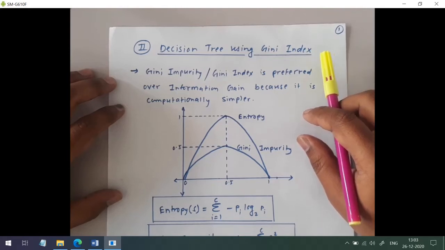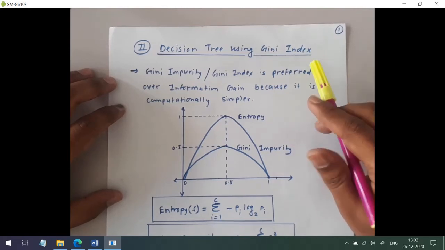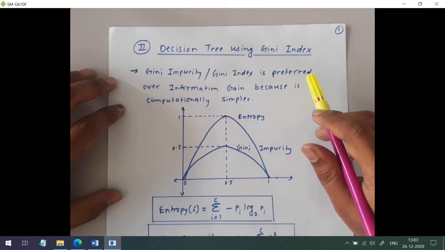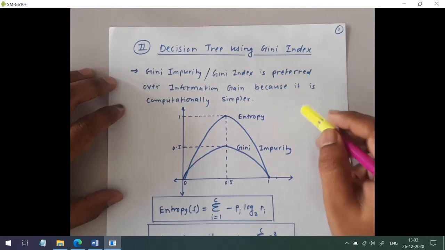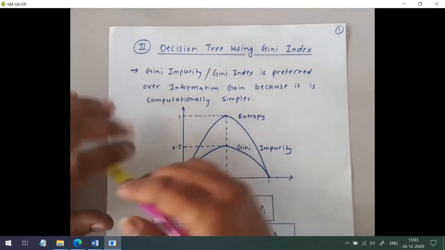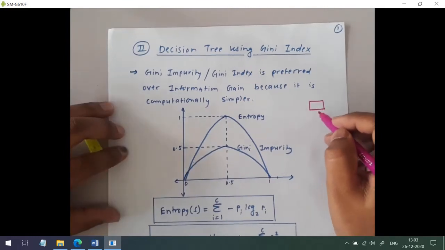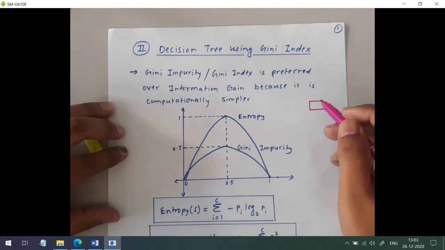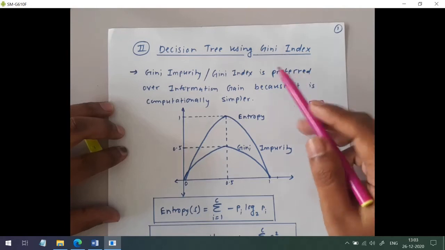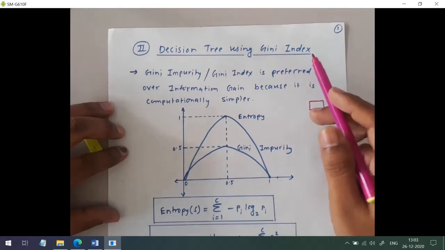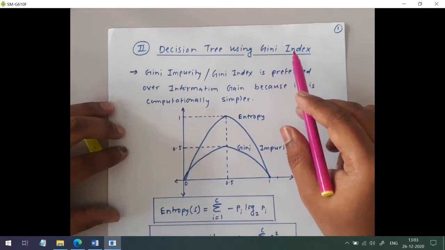Good afternoon, students. In the last class, we saw problems based on construction of a decision tree, and while constructing a decision tree, we have to decide which attribute to be used at a particular level. In the previous class, we saw information gain as an attribute selection measure. In today's class, we are going to see the second ASM technique, that is known as Gini index.